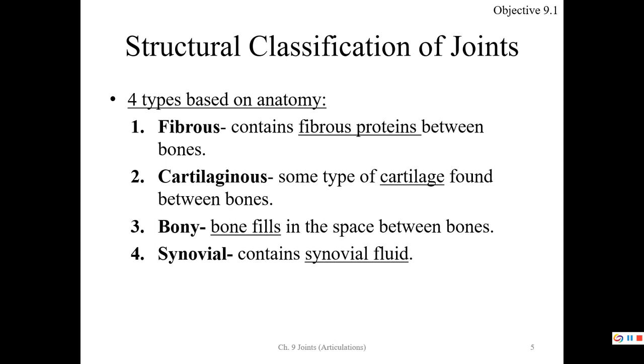We're going to see cartilaginous joints. There's going to be some kind of cartilage, what we saw with the pubic symphysis, what we saw with the vertebrae, the intervertebral joints. We're going to see bony joints. This is where bone fills in the space. We saw this when we did osseous tissue, when we saw the growth plates close up and fill up. And synovial joints, synovial fluid. We're going to see the ends of long bones have synovial joints, with synovial fluid in them.